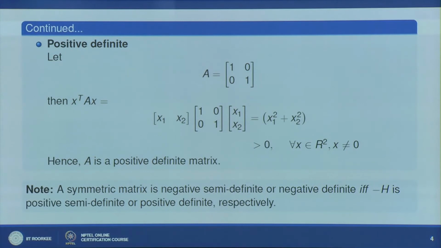Now, we take another example. Take the identity matrix of order 2 cross 2, [1 0; 0 1]. When you take x transpose Ax, it is nothing but x1 square plus x2 square. You can simplify this. It is strictly greater than 0 for every nonzero x in R2, because it is 0 only when x1 and x2 are both 0, and x should not equal 0. So, that means it is strictly greater than 0. Therefore, this matrix is a positive definite matrix.